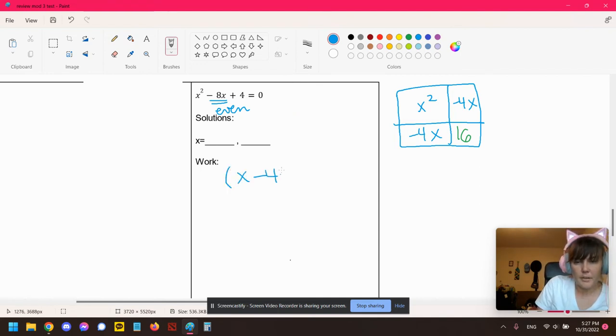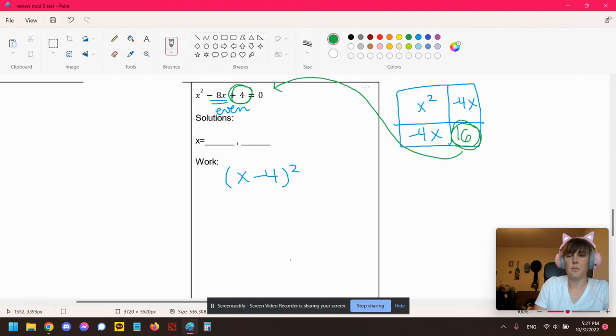So far, I've got this part of my vertex form. However, I don't actually want 16 to be what's happening on this side of the equation. I want positive 4. So I have to tell myself, from 16 to 4, how would I change it? I would subtract 12. It's always going to be a subtraction or adding thing. Nice, I've got my vertex form. It's still equal to 0, so I'm still going to write equal to 0.